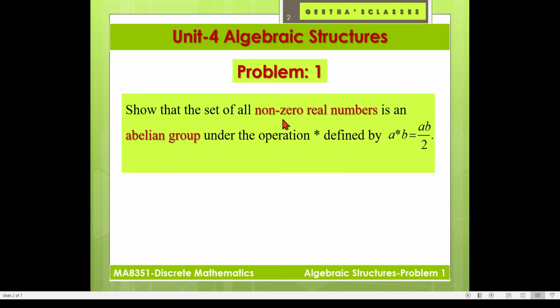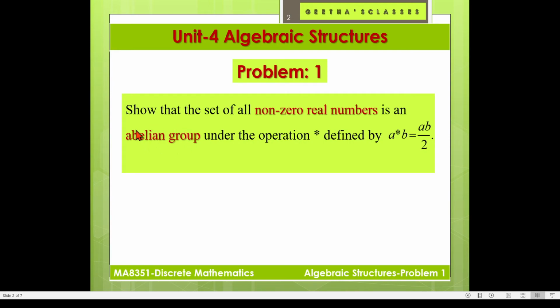Show that the set of all non-zero real numbers is an abelian group under the operation star defined by a star b equal to ab by 2. So you have to prove that non-zero real numbers form an abelian group. What does abelian group mean? It satisfies the commutative property, right? So along with the group property, it also satisfies the commutative property. What is the group property? Closure, inverse, identity and associative, right?